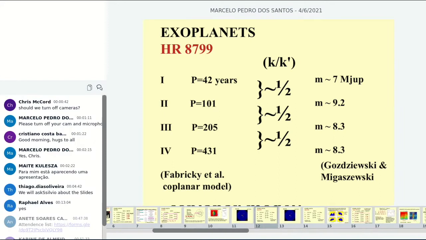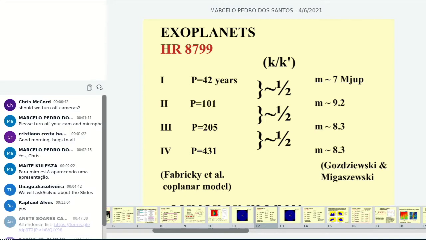Okay. In this case, the period ratios between them are more or less close to one half. You see, 42 over 101 is not exactly one half. 101 over 205 is more or less one half. 205 over 431 is a little bit smaller than one half. But in this case, the periods are very poorly known.